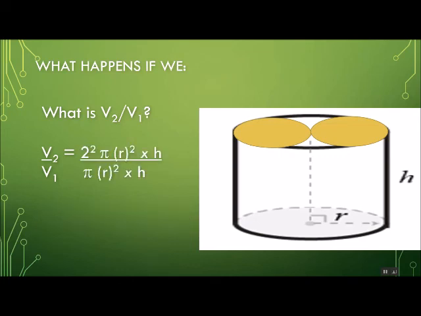Let's go back. The second radius was 2r. We're going to square that quantity in parentheses, (2r) squared. What happens if we tripled the radius? This 2 would be a 3, and then 3 squared is 9. So tripling the radius would have increased the volume by a factor of 9.